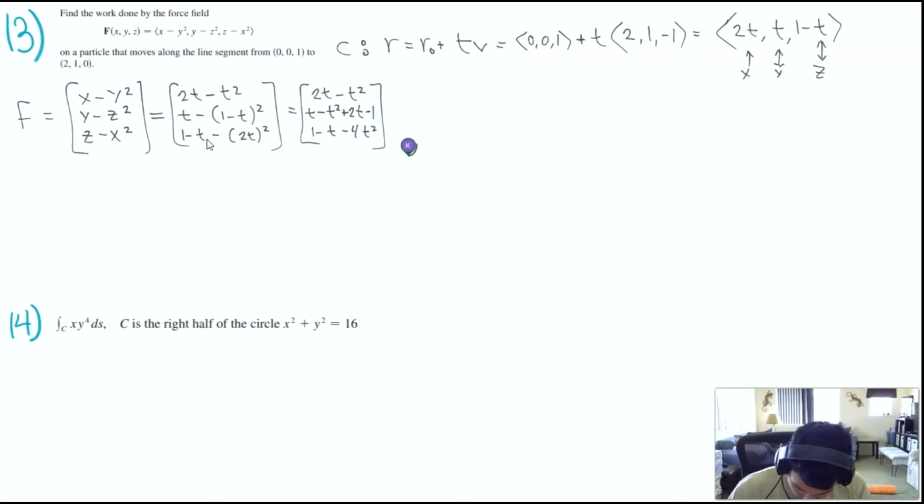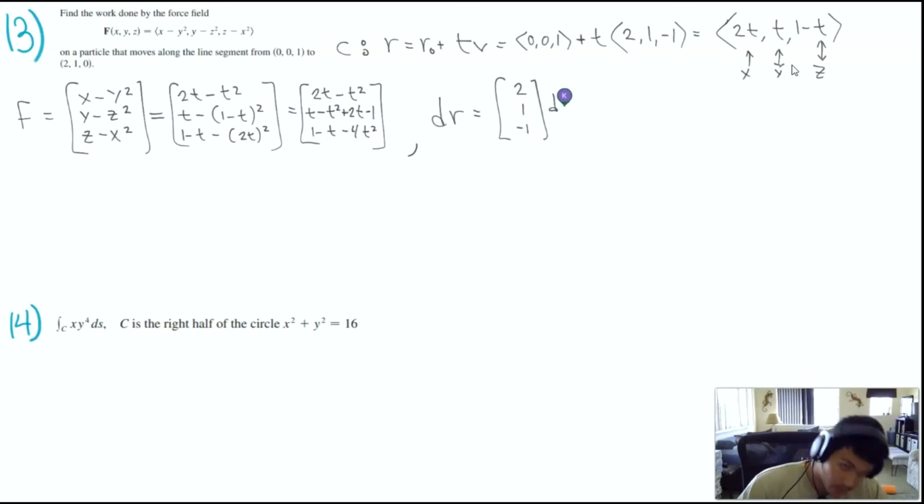Now you want dr. Well, dr is equal to the derivative of this thing: 2, 1, minus 1, dt. So then f dot dr.